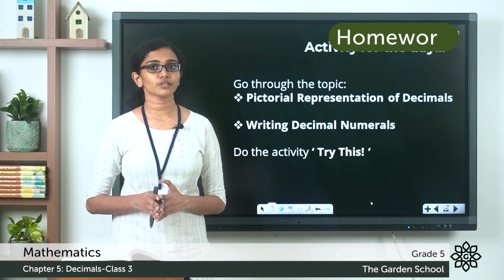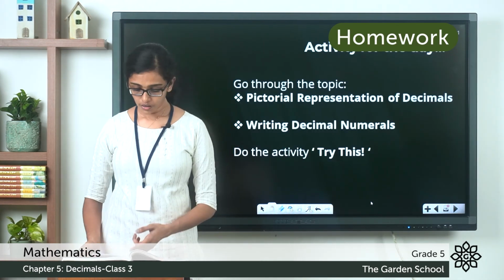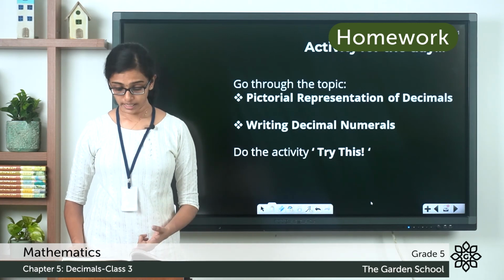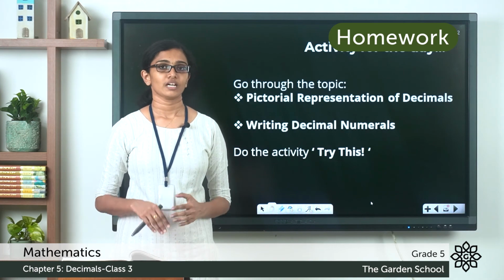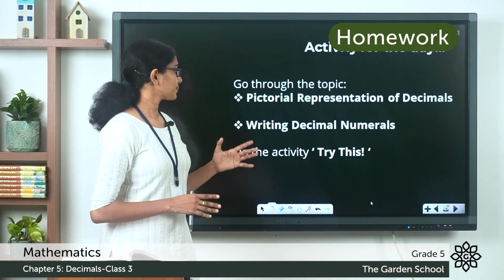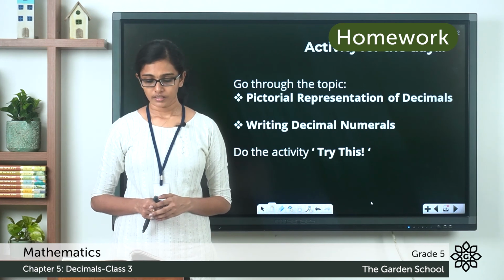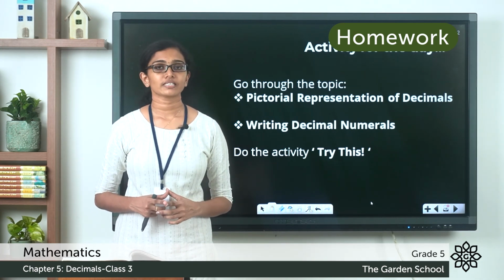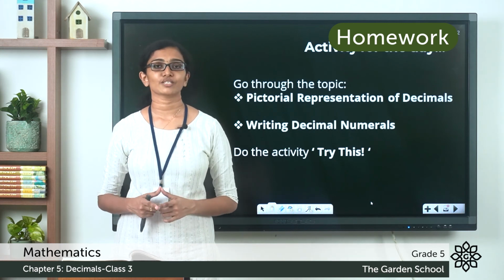Now children, you have to go through the topics pictorial representation of decimals and also writing decimal numerals, which is in page number 81 and 82. Then move on to the exercise called Try This, which is in page number 83. You please complete the question in your notebook. Take a picture and do send us through Teams.